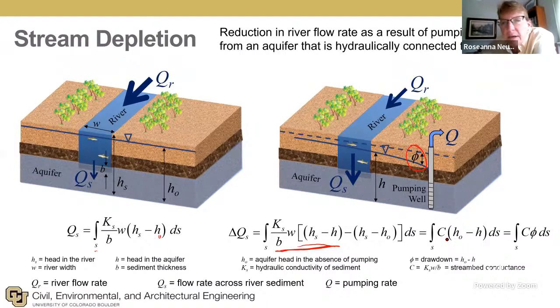It's this C, which we call conductance, which is just properties of the stream bed: the hydraulic conductivity of the stream bed sediment times the width of the stream divided by the stream bed thickness, multiplied by that drawdown, and we integrate that over the length of the river. And that will give us the total change in the flow rate across the river sediment, or by definition, stream depletion.